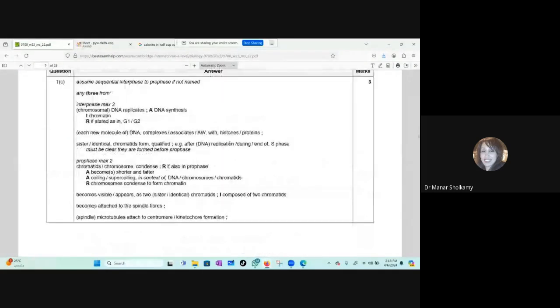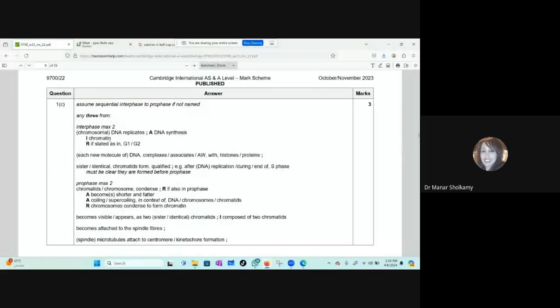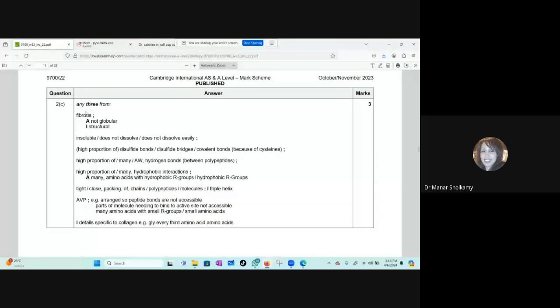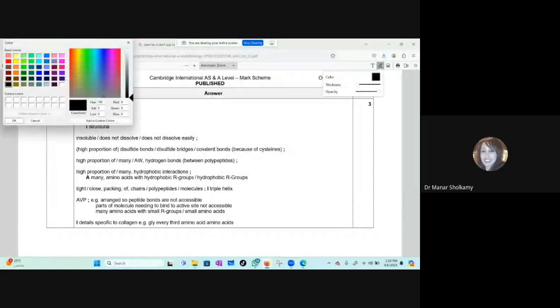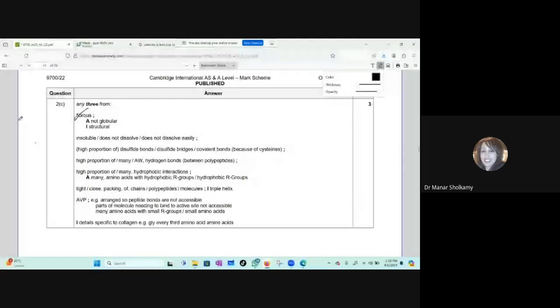Okay. Assume sequential interface to protein. We said that. Oh, here. 2C. Okay, any three from. Let's see if we will take the three marks or not. Fibers, we said fibers. Insoluble, does not dissolve, we said that. High proportion of disulfide bonds, we said that. Covalent bonds, high proportion of many hydrogen bonds, hydrophobic, all the bonds. We mentioned all the bonds, correct.